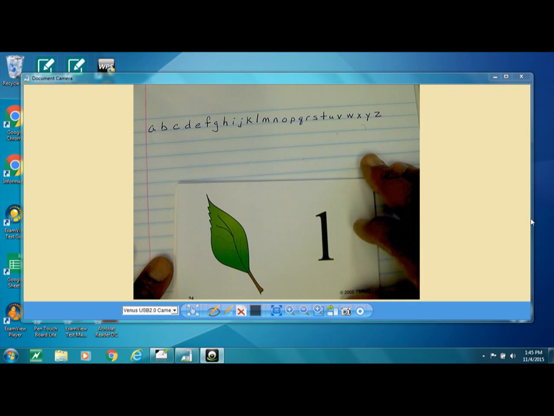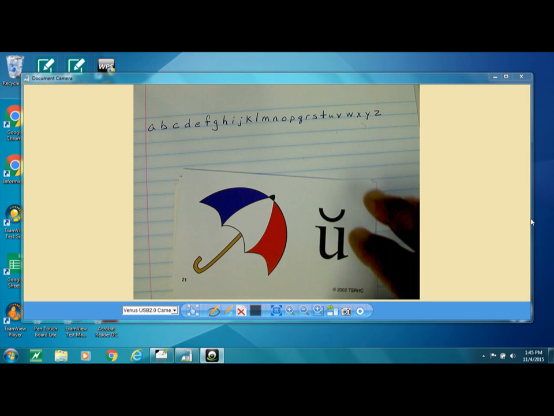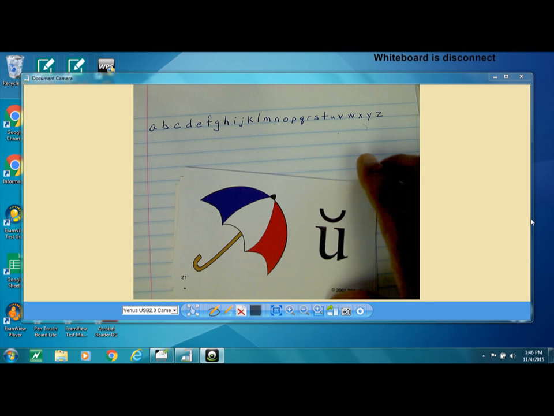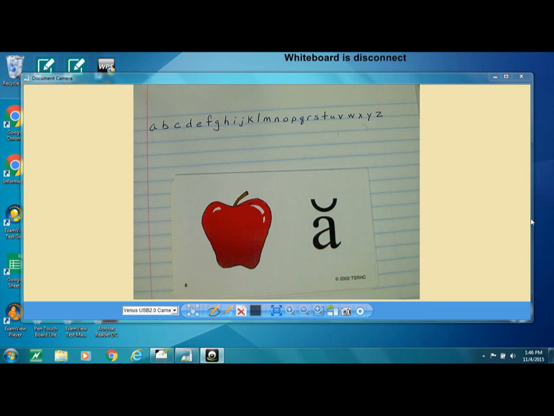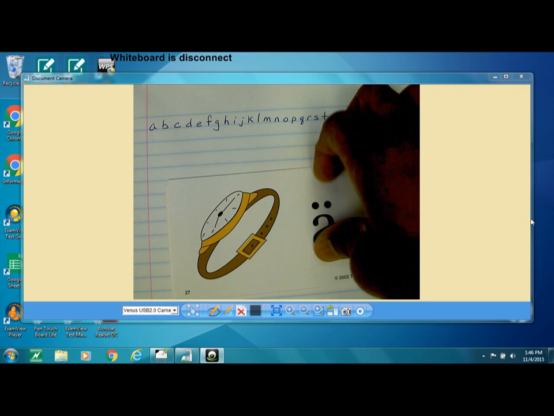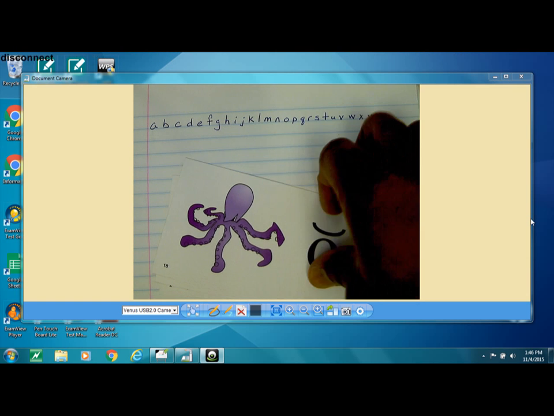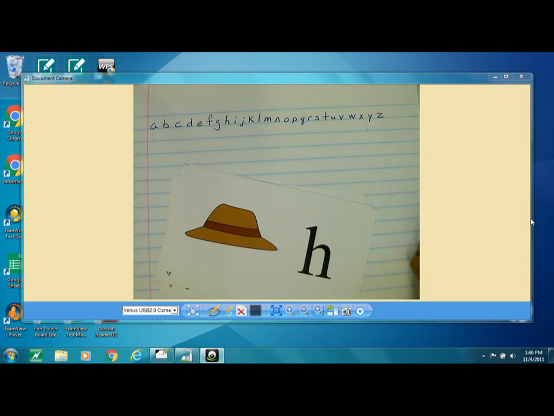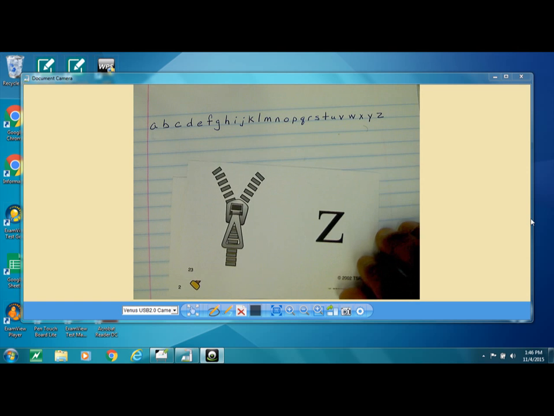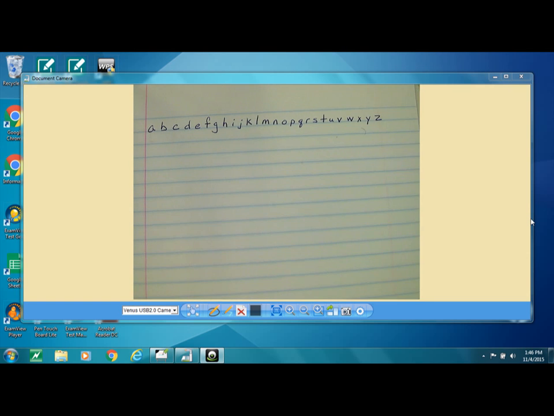leaf, l. Umbrella, truck, k. Apple, a. Watch, octopus, hat, zipper, z. Bat, b. All right, very good.